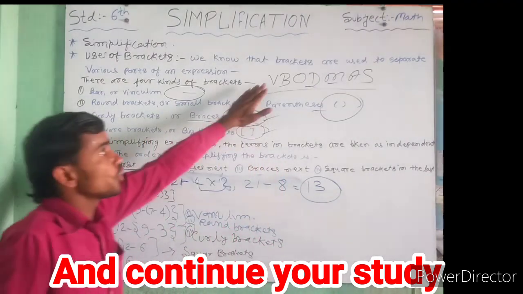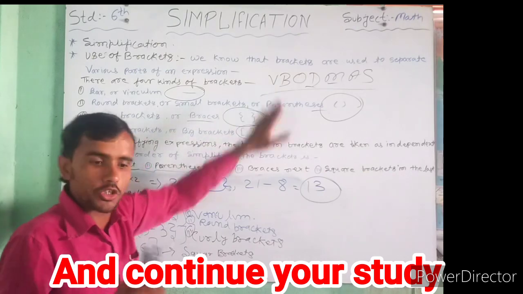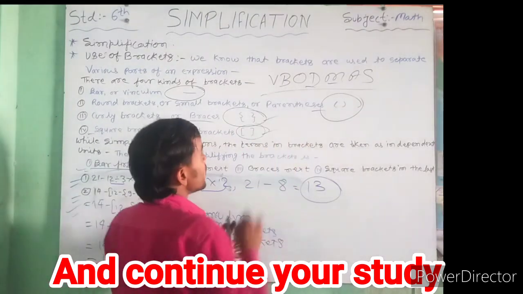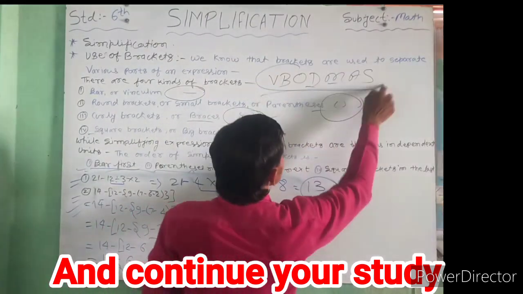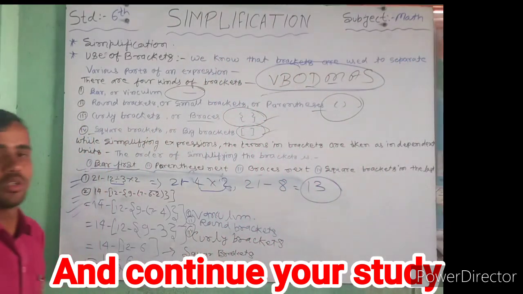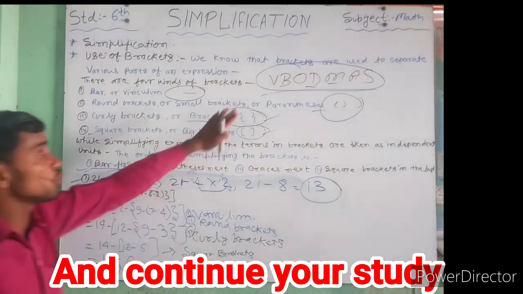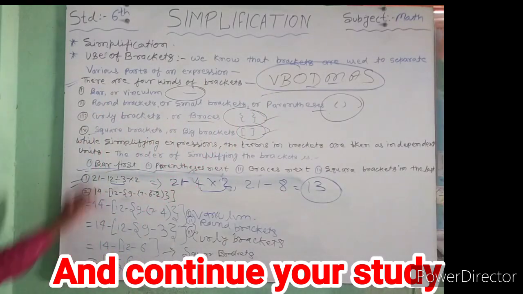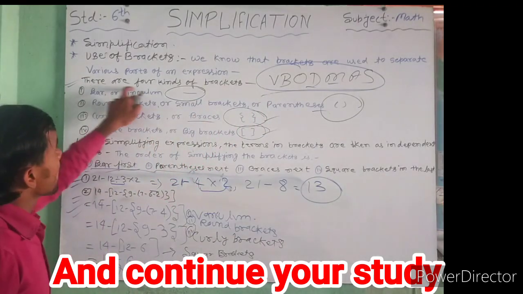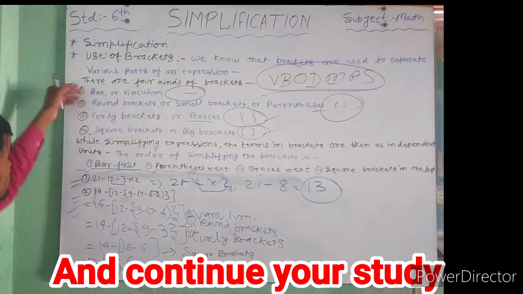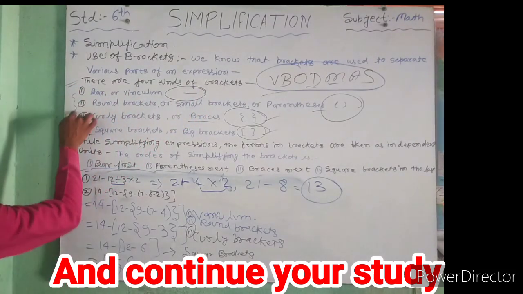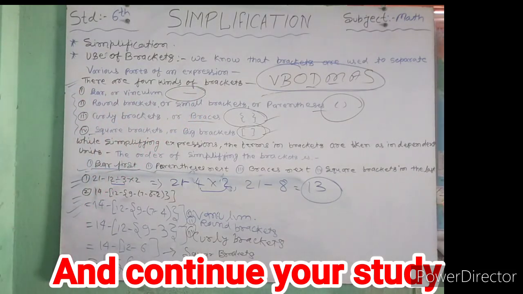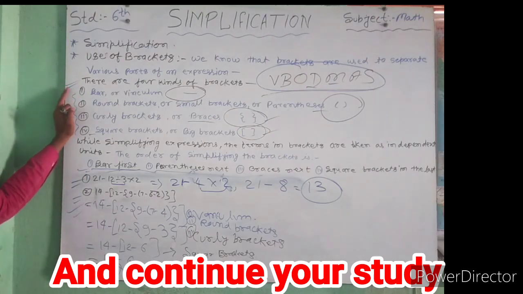So my dear student, when you solve that type of question in simplification, firstly you understand about the V-Boltzmann rule. First you remember, firstly you understand about the V-Boltzmann rule. Then if you understand about the V-Boltzmann rule, next you remember what? There are 4 kinds of bracket. It means you understand about the square brackets, understand about brackets.